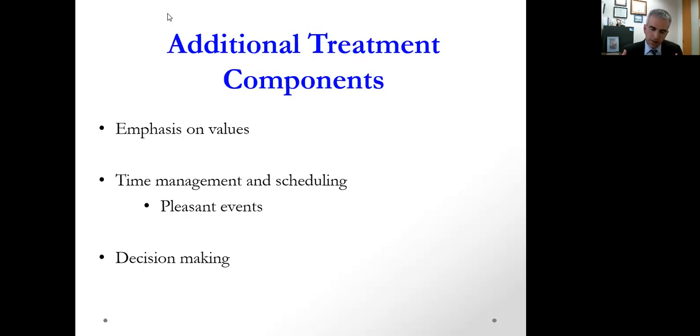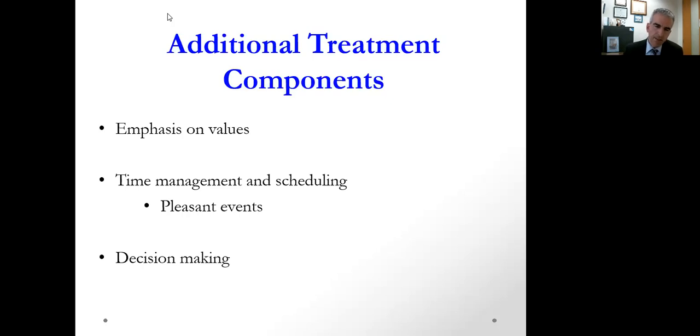So time management and scheduling, like I mentioned before, we want to get to a place where the things that the person is devoting time to are in line with their values. So they're not so imbalanced in spending all of their time working or all of their time doing household chores, and try to redistribute that time.